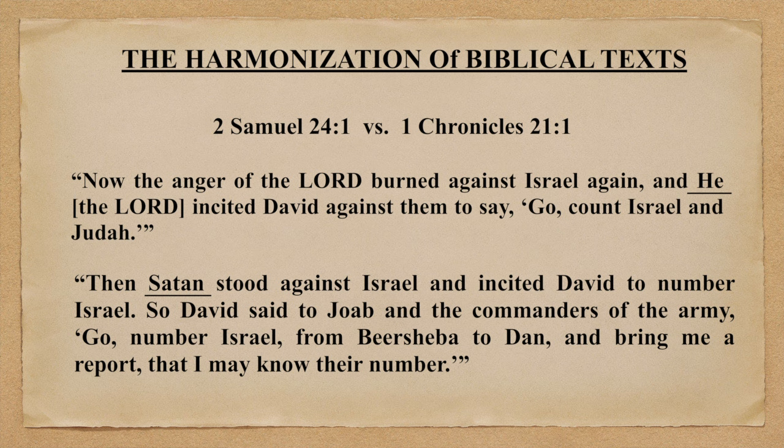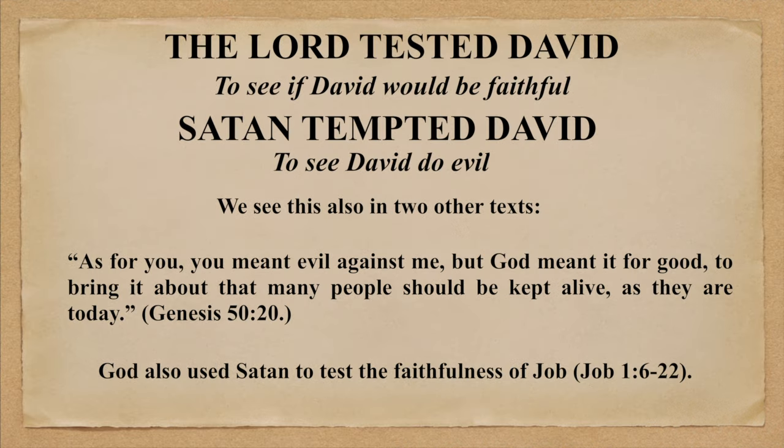For example, according to 2 Samuel 24:1, God incited David to number the people. But according to 1 Chronicles 21:1, Satan specifically is stated as having incited David. The reality is the Lord tests his people to see if they will be faithful, and the Lord uses Satan as the means of conducting the test. The Lord's will is for good, Satan's will is for evil.